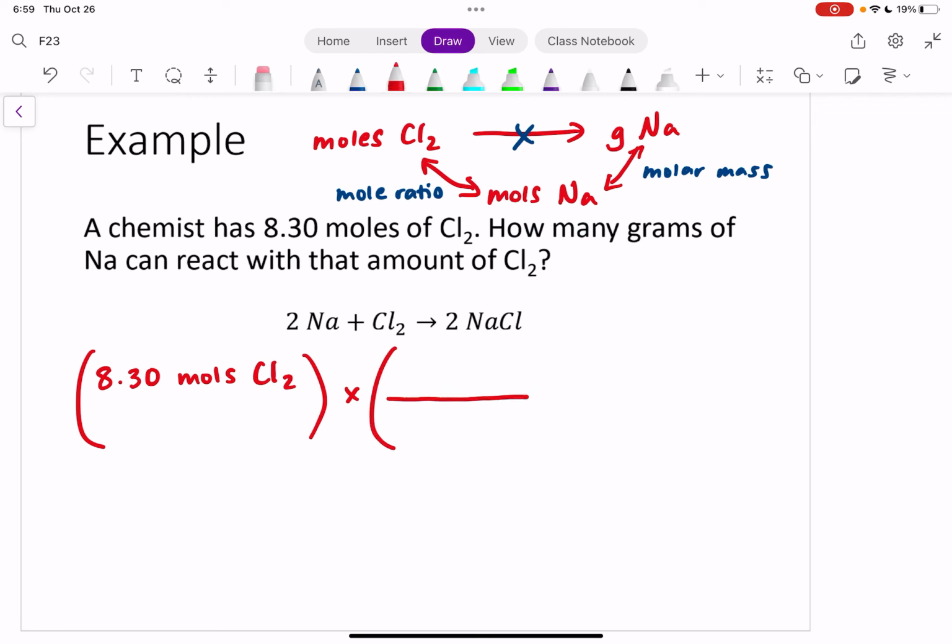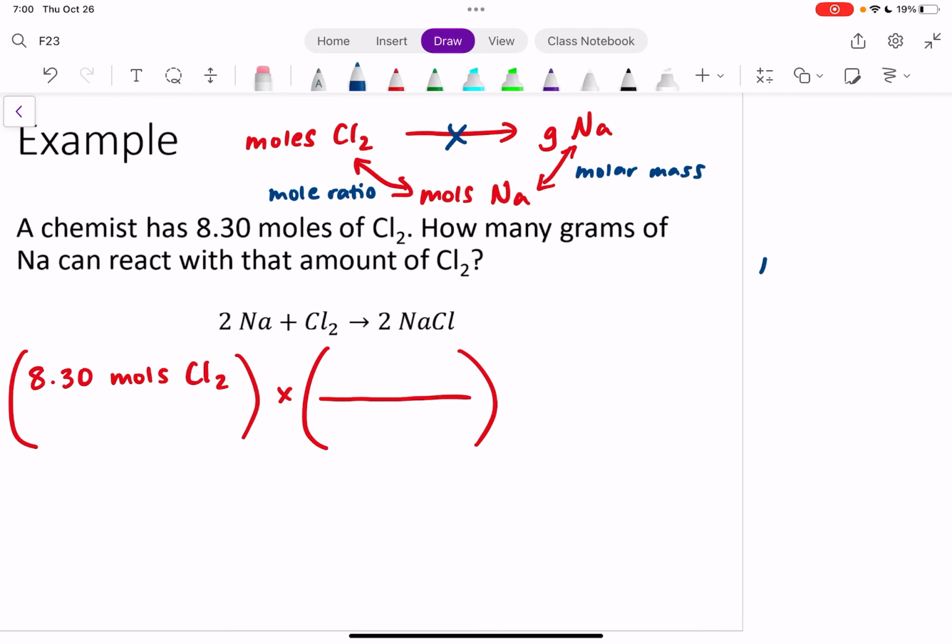So how do we get from moles of one thing to moles of another thing? Yeah, the mole ratio in our balanced chemical equation. Okay, so what is the mole ratio between Na and Cl2? Let's write that actually over here as a little side quest. How many moles of Na and how many moles of Cl2 for our molar ratio?